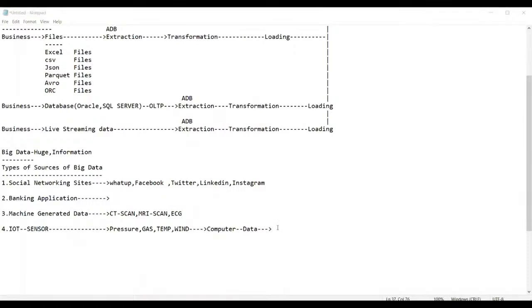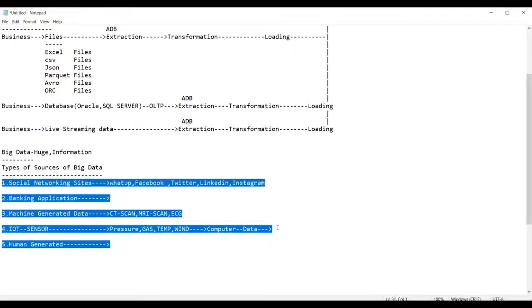Now, next, the fifth one is human generated data. It's not massive, but still it can be considered big data. Human generated data means the data which is generated by you and me, the normal routine data. So this is also considered part of big data.